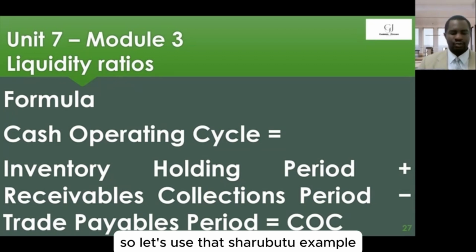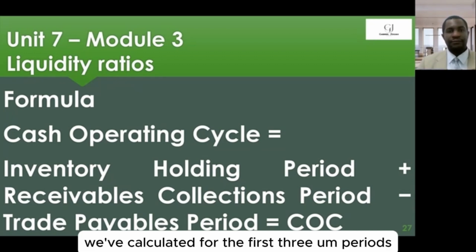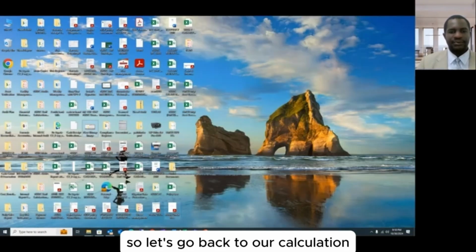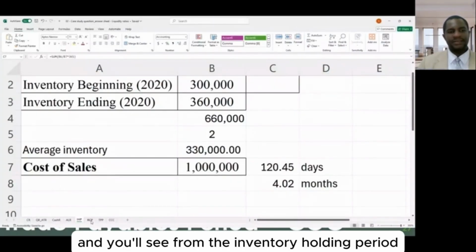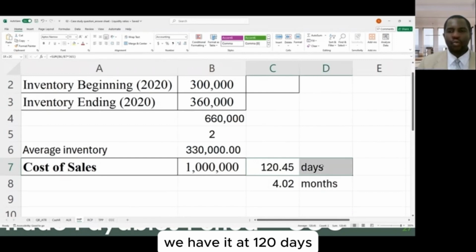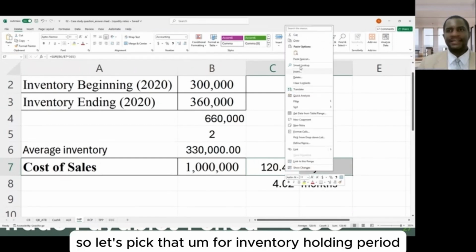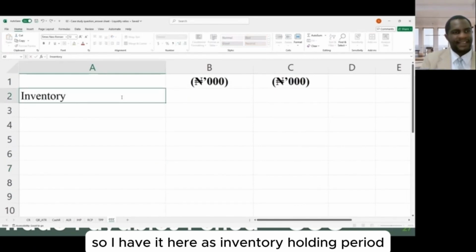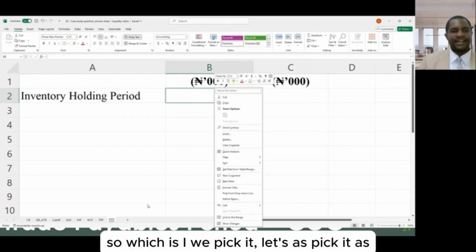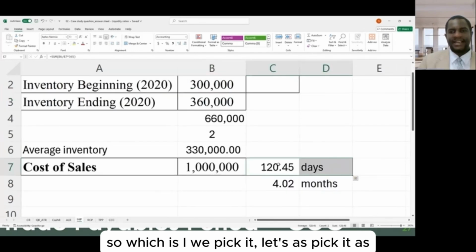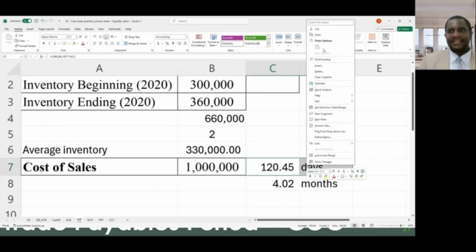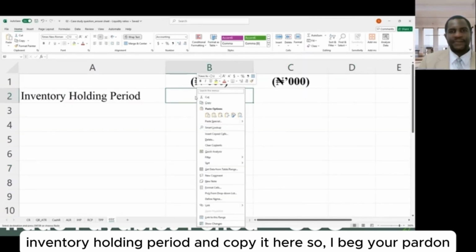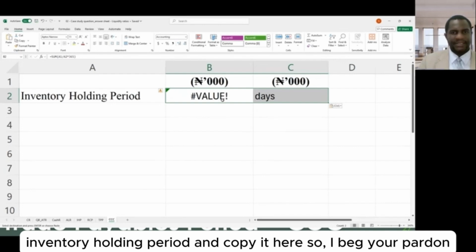So let's use the example we've calculated for the first three periods. Let's go back to our calculation, and you'll see from the inventory holding period, we have it as 120 days. So let's pick that inventory holding period and copy it here.